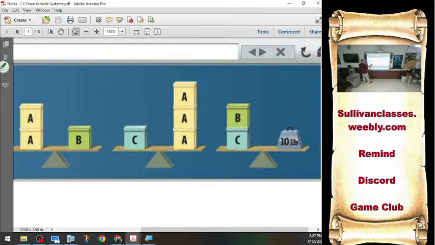See, if B is 2 A's, how about I just get rid of this and say that's 2 A's? If C is 3 A's, how about I get rid of C and say that's 3 A's? Then altogether, 5 A's is 10 pounds. A is 2 pounds. If A is 2 pounds, B is 4. If A is 2 pounds, C is 6. What we're doing here is called substitution.